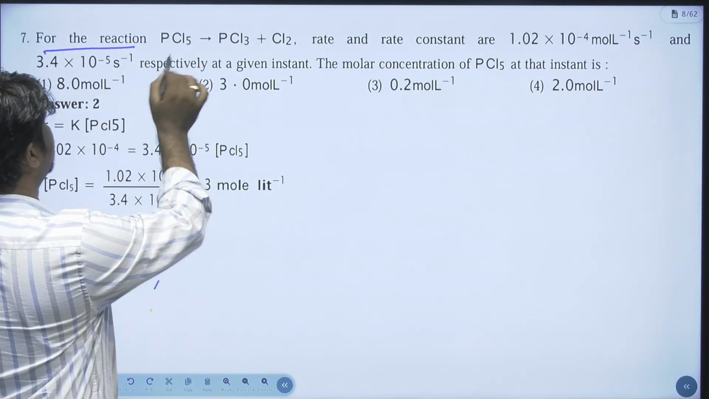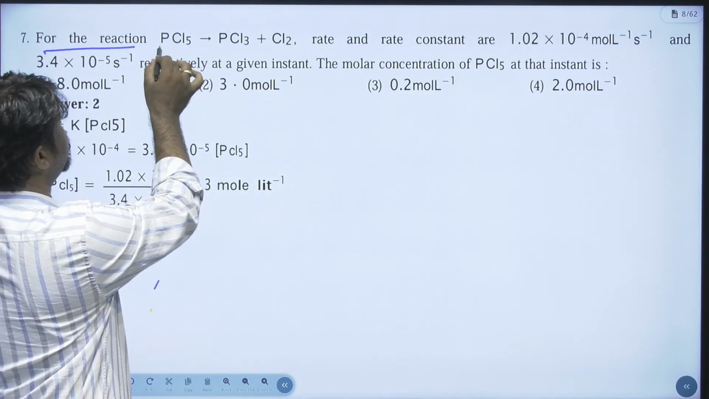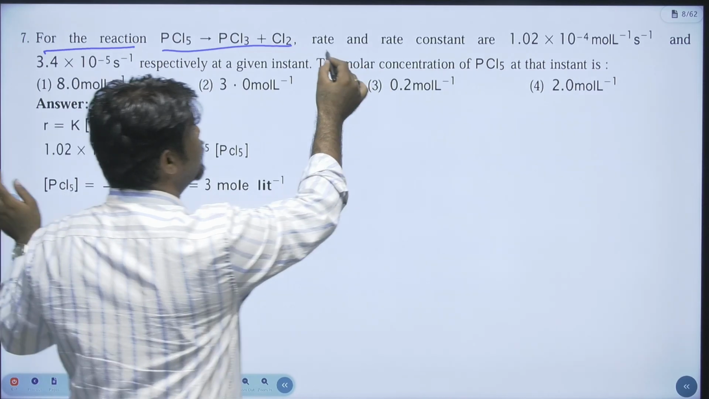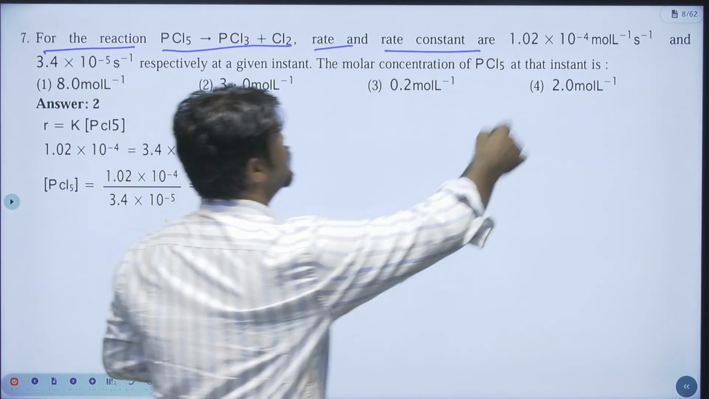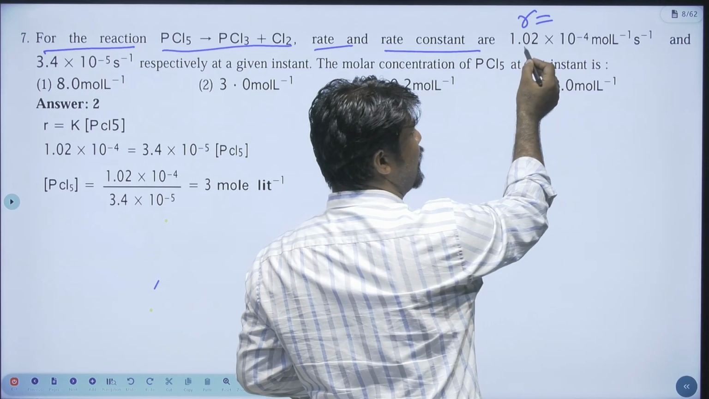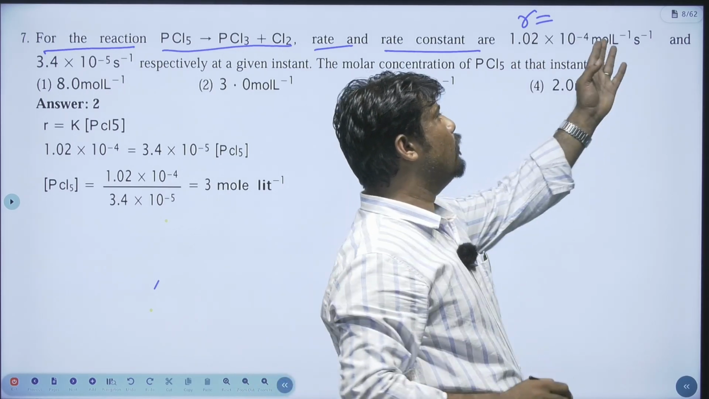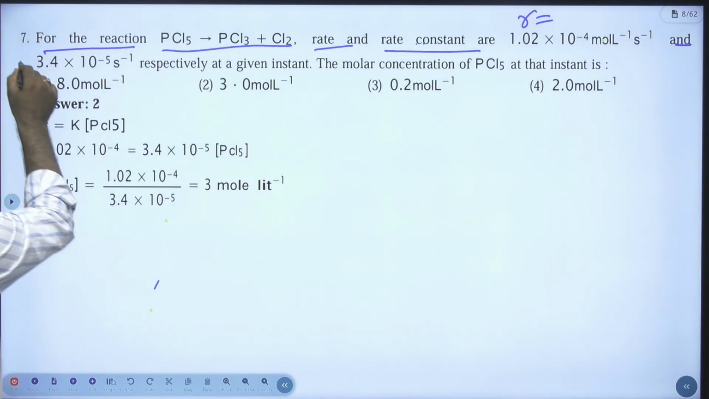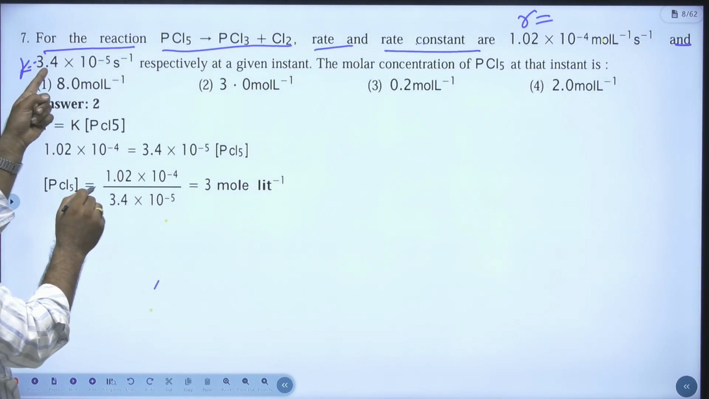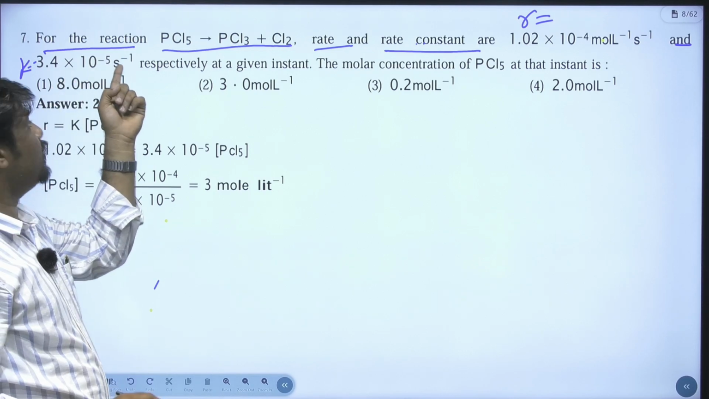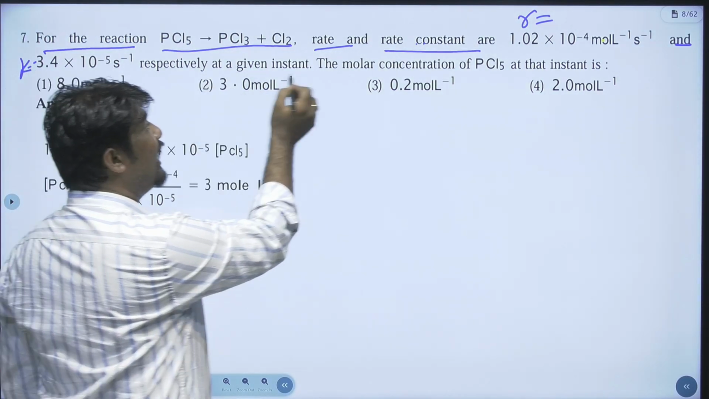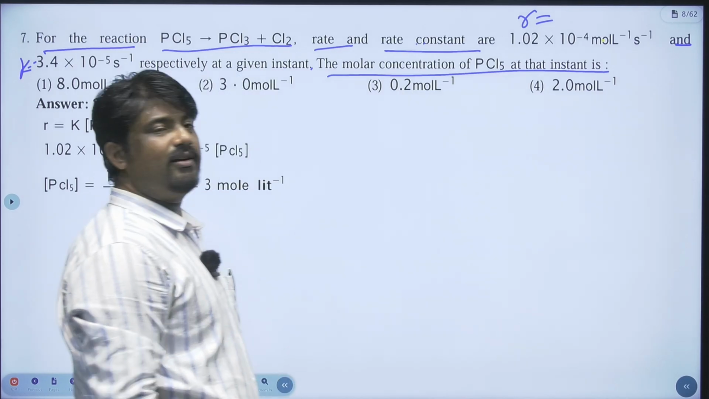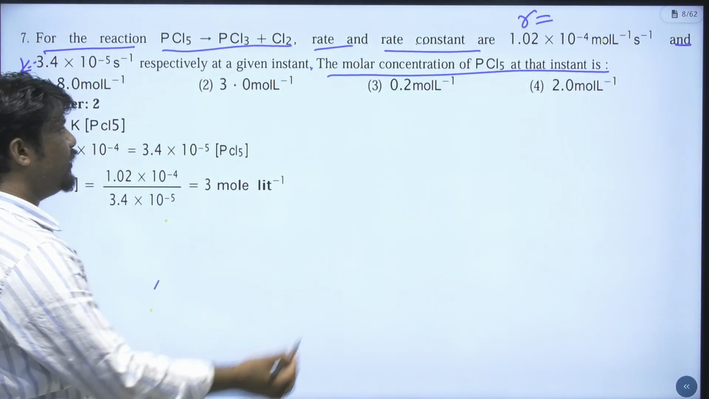For the reaction PCl5 giving rise to PCl3 and Cl2, the rate and rate constant are given. The rate R is equal to 1.02 into 10 to the power of -4 mole per liter per second, and the rate constant K is equal to 3.4 into 10 to the power of -5 per second respectively at a given instant. The molar concentration of PCl5 at that instant is, so we need to find the answer.